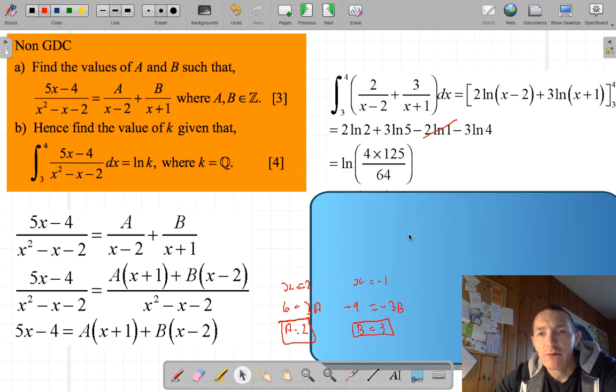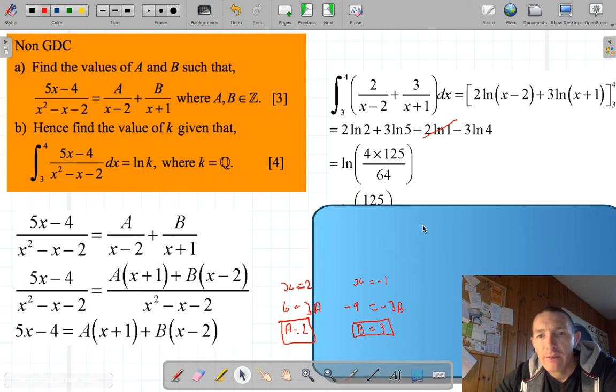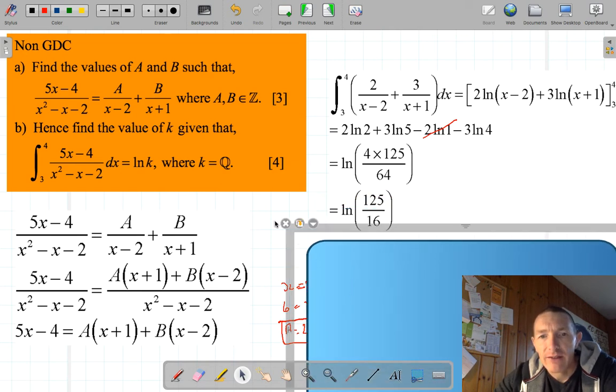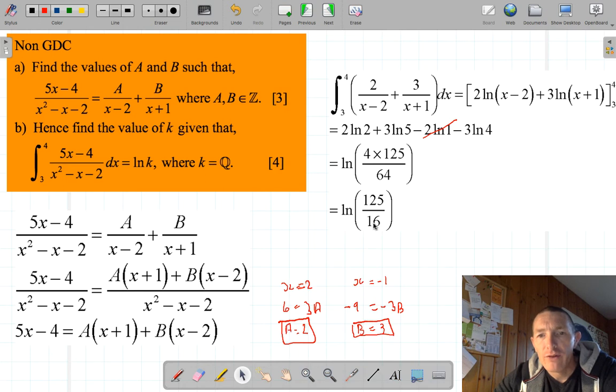I'm using the power rule here, so I'm doing 2 to the power of 2 is 4. Because it's plus here, I can multiply by 5 to the power of 3, 125. Take away inside one single log means I can divide by 4 to the power of 3, which is 64. And without a calculator, that just simplifies to give me log 125 over 16, which is exactly what I wanted. The Q here just standing for a fraction.